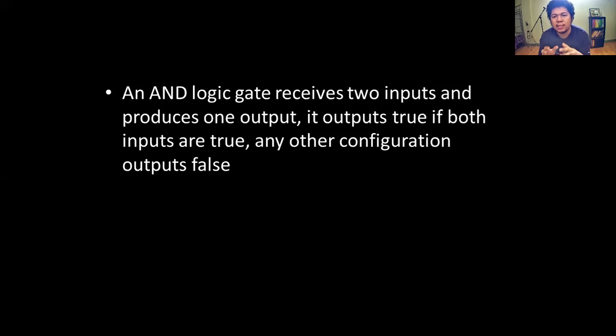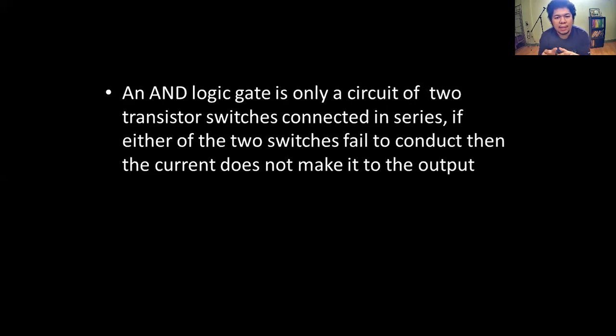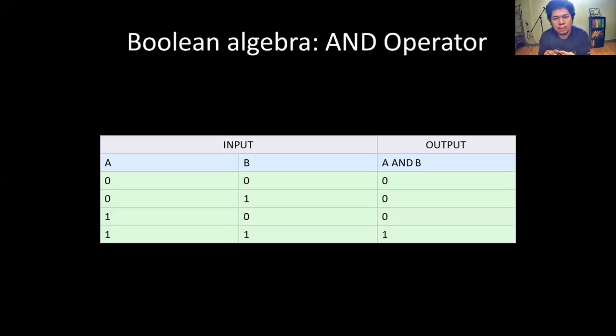An AND logic gate receives two inputs and produces one output. It outputs true if both inputs are true. Any other configuration outputs false. An AND logic gate is only a circuit of two transistor switches connected in series. If either of the two switches fail to conduct, then the current does not make it to the output. Here is the truth table for an AND operator.